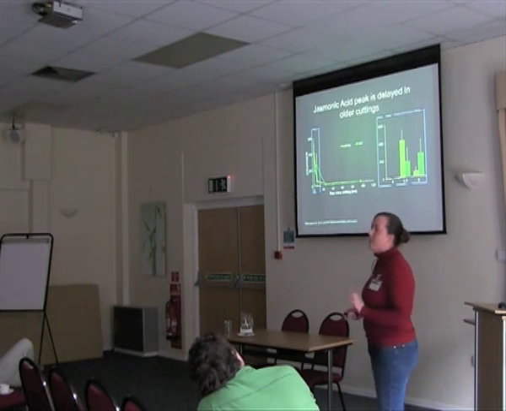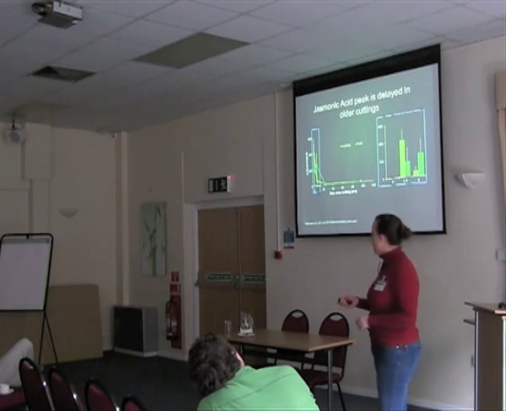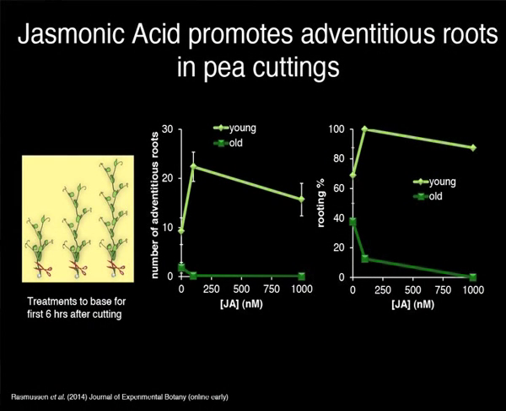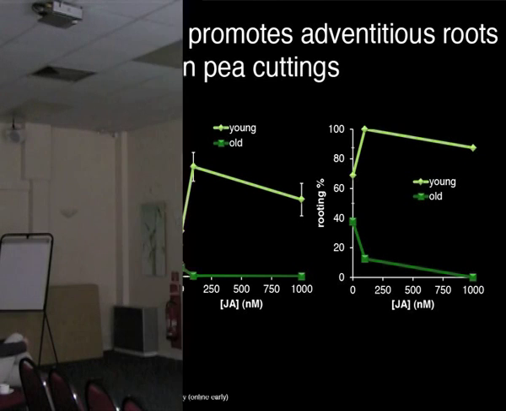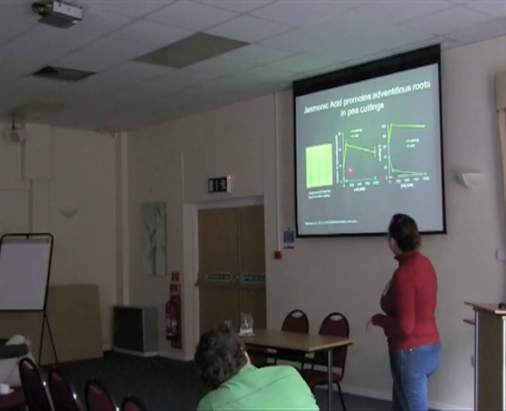But in the base of the old cuttings, this peak is really reduced and it's delayed. So we thought maybe that was part of the story. So what we did was we added jasmonic acid to the base of the cuttings during the rooting period. Initially what I did was just a 6-hour treatment. I've tried longer treatments as well, but the 6-hour one is the one that's most interesting because that's the initial period where you would normally get a peak in jasmonic acid.